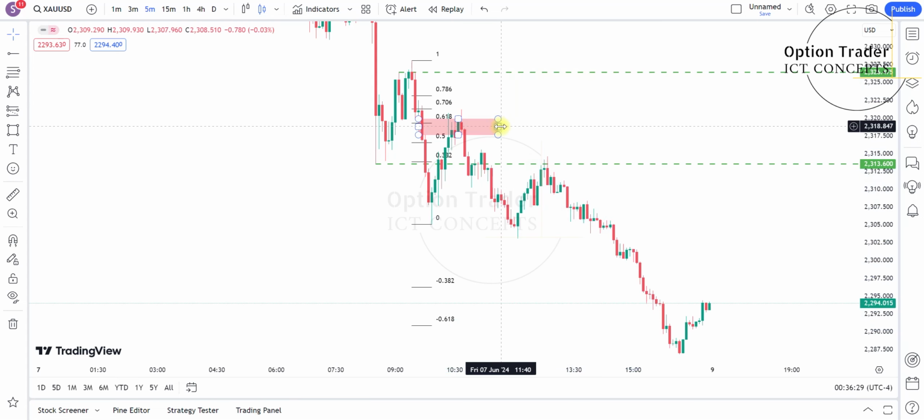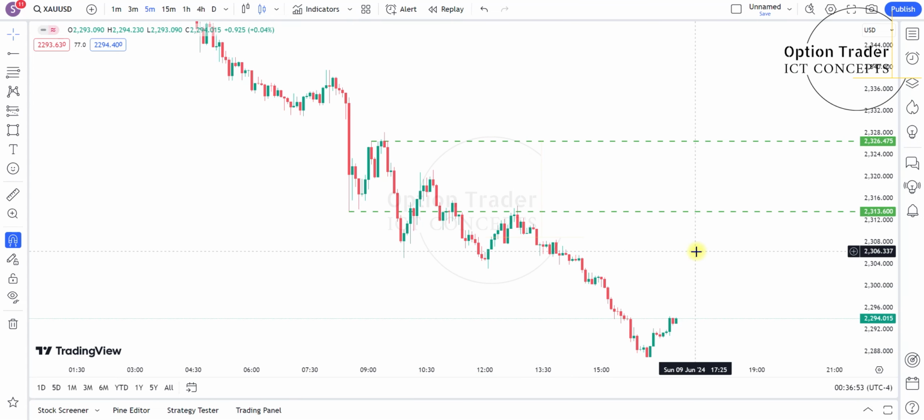Okay, so that's all for today. This is the Fibonacci settings and how to trade with the Fibonacci with the displacements. Okay, thank you.